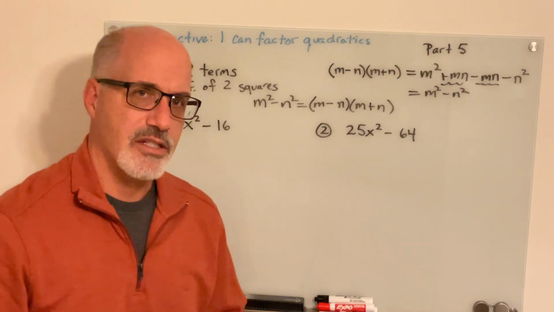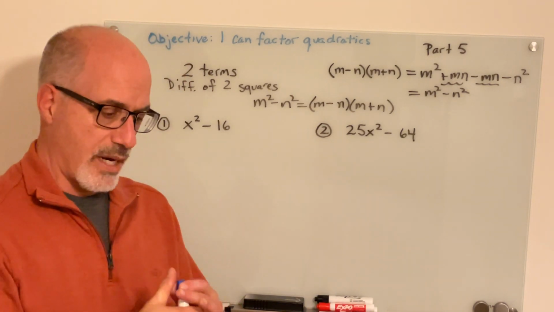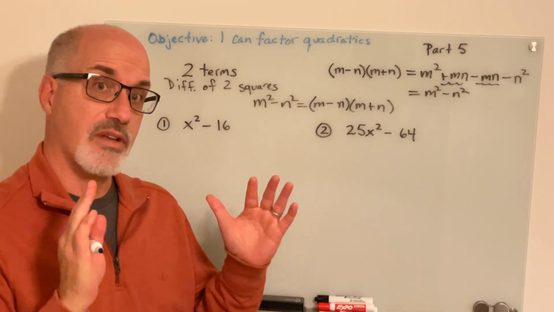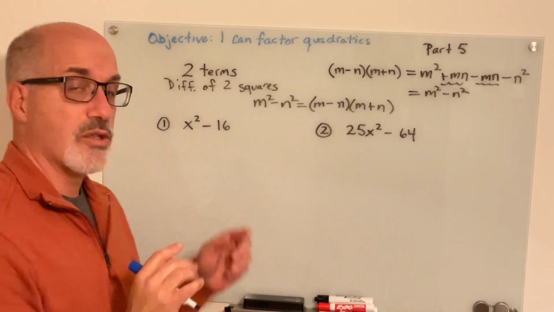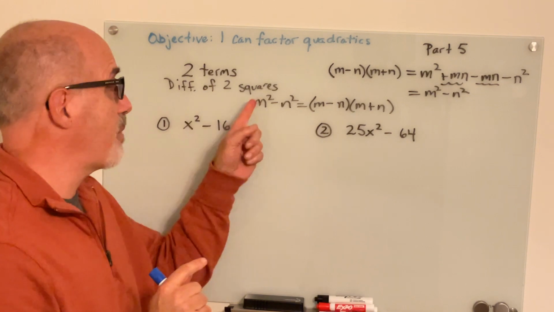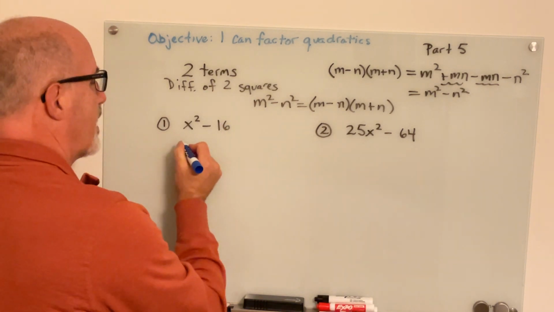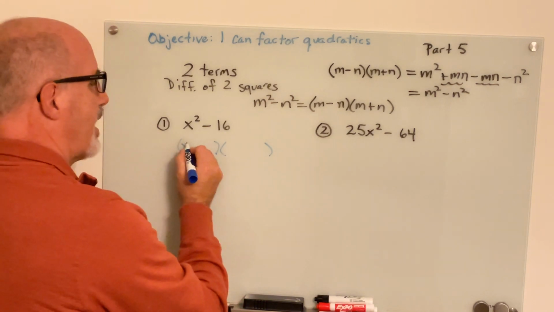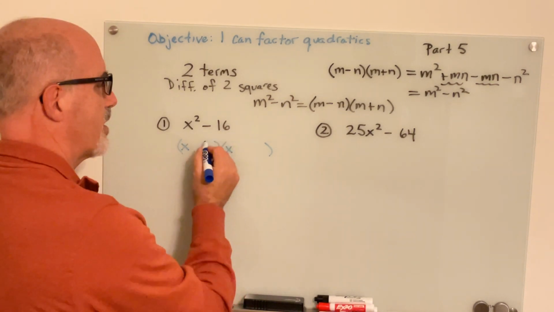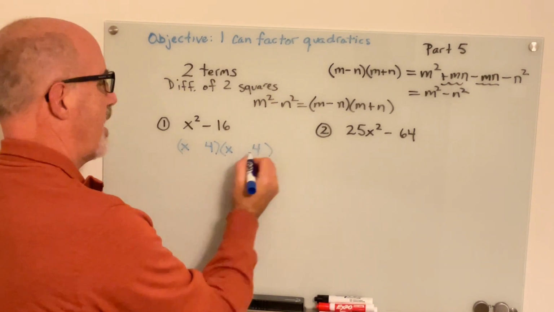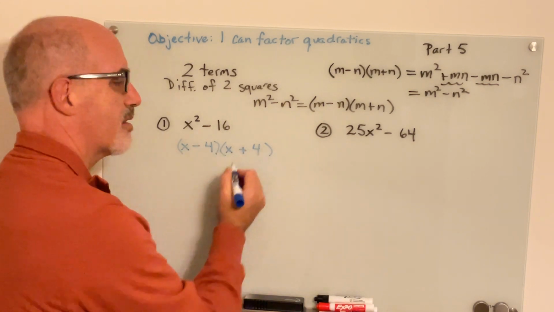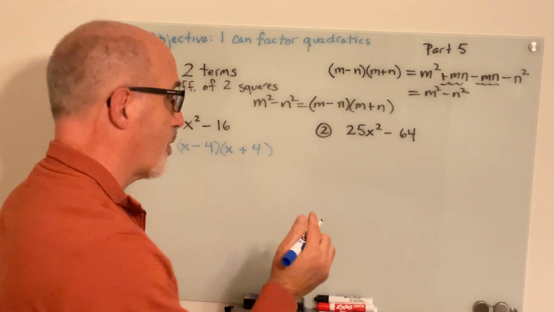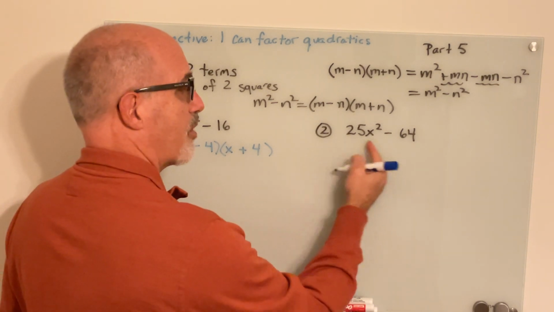So when I look at these two examples, I first of all recognize there's only two terms. So I'm thinking that it's, with a minus in between, the difference of two squares pattern. And so I'm going to set up my factorization, and I'm going to have x and x, square root of 16 is 4 and 4, and just put a minus and a plus, and we're done. The factorization's done.